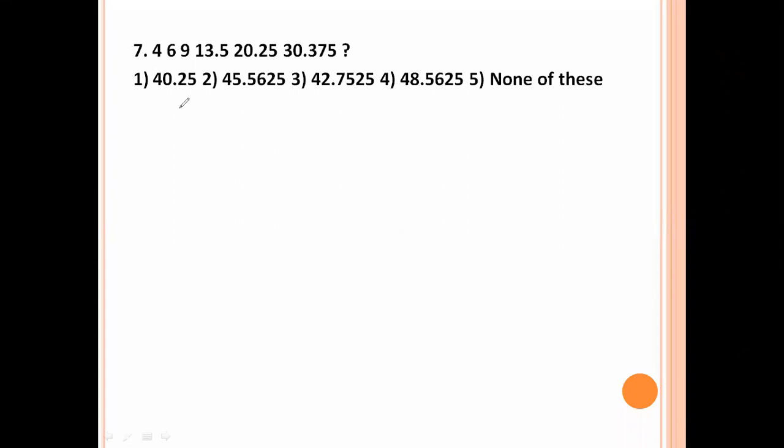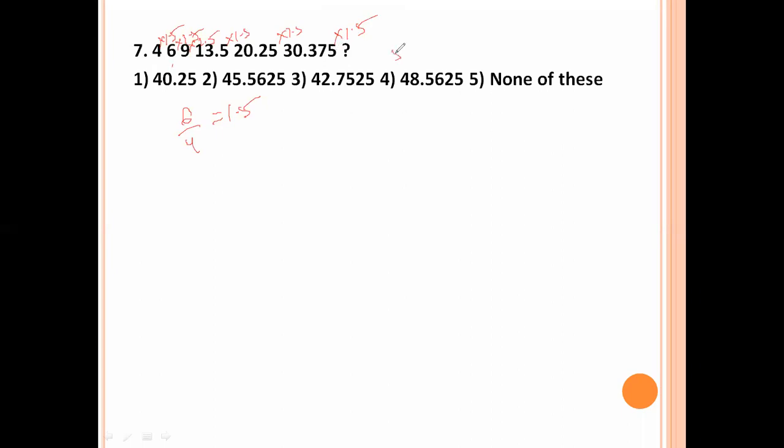4, 6, 9, 13.5, 20.25, 30.375. Now here these are the terms of points. So here divide 6 by 4. 6 by 4 value is 1.5. So 4 into 1.5, we get this one. Similarly, 6 into 1.5 is 9, 9 into 1.5 is 13.5, into 1.5, into 1.5, here also into 1.5.